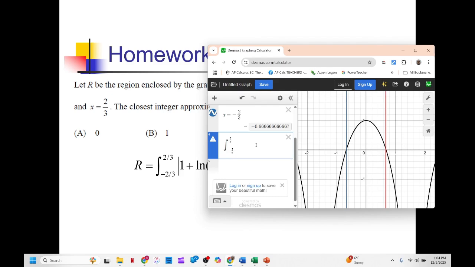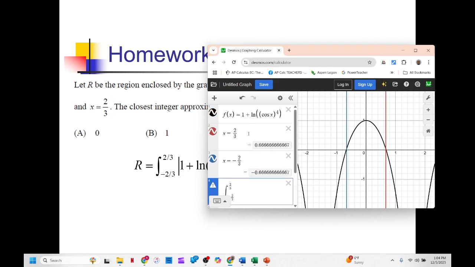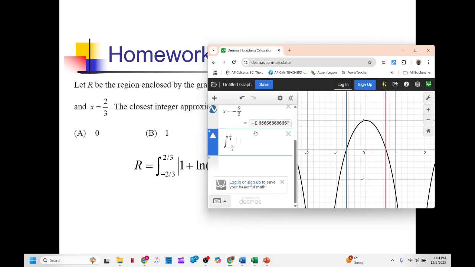So going back here, let me just do integral, and then we have negative 2/3 to positive 2/3, and in here I already did my f of x function, so I'm just going to do absolute value of f of x, and again the absolute value is probably not necessary here, but whatever, and then dx comes out to about 0.919.